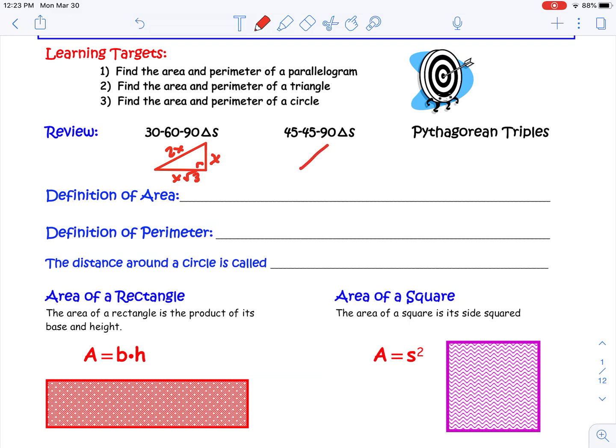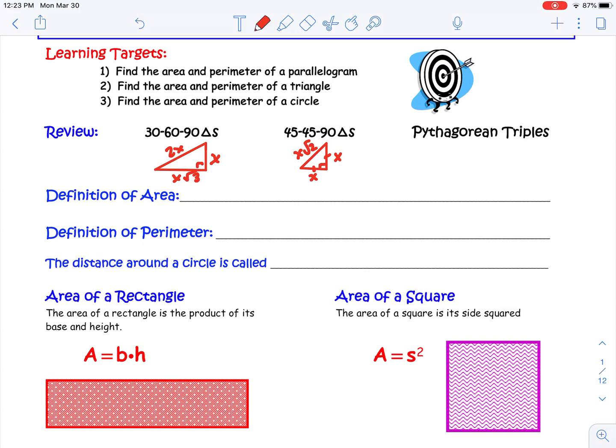We also learned about 45, 45, 90 triangles, which just so happened to be even more convenient to work with because the legs ended up being the exact same length. And the hypotenuse is longer than the legs, but it has a factor of change that remains the same in a 45, 45, 90, which is to say to go from the leg to the hypotenuse, we multiply by square root of 2.